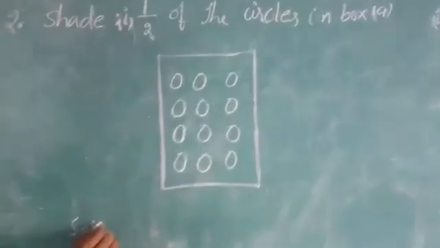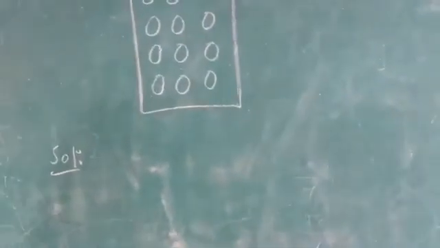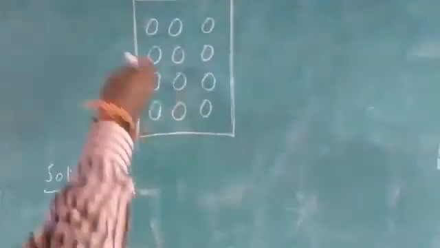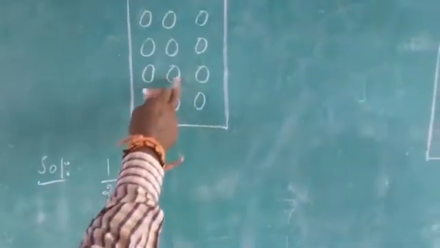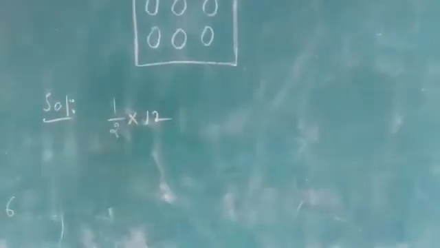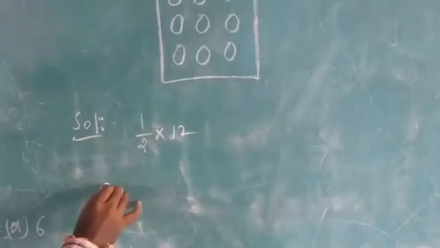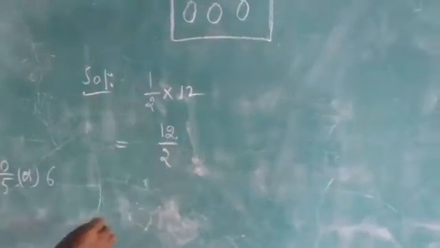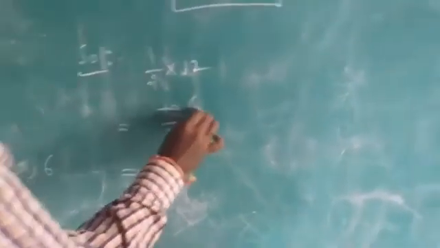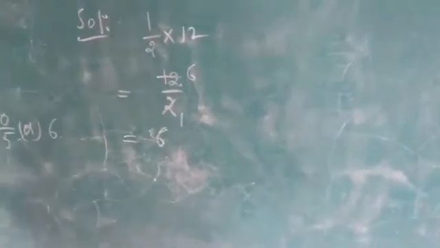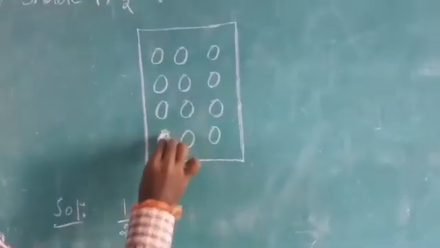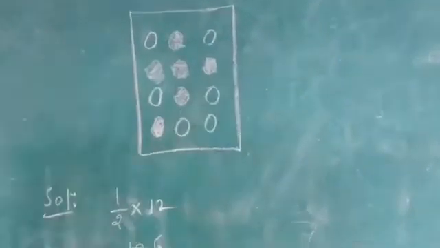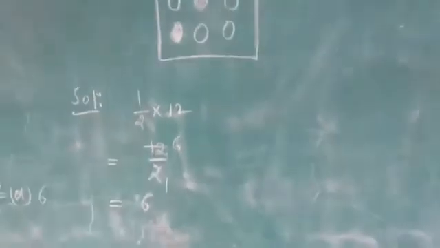How can you shade? See, here we need to multiply, then only it is possible. 1 by 2 into, how many circles are there here? 1 2 3 4 5 6 7 8 9 10 11 12. Total 12 circles are there. In that you can do cancellation also. We know multiplication: 1 into 12, 12 by 2. 2 ones are 2, 2 6s are 12. So how many do we have to shade? 6 we can shade. 1 2 3 4 5 6. Any 6 you can shade.